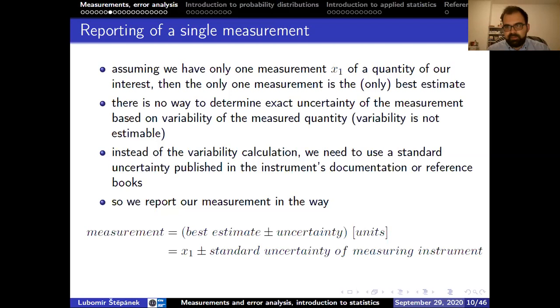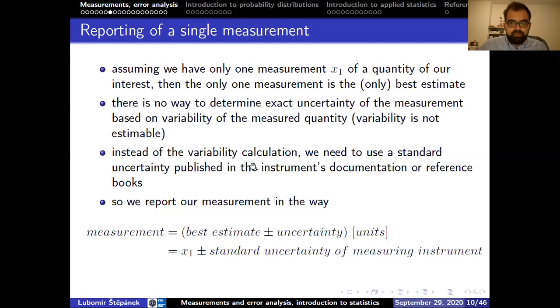So the formula for reporting is written like best estimate plus minus uncertainty level with some units. The best estimate is the only one number we have measured. Yeah, it's easy. But the uncertainty is given by the standard uncertainty of our measuring instrument. So once more, go and search in the documentation or in some reference book or use Google or whatever.